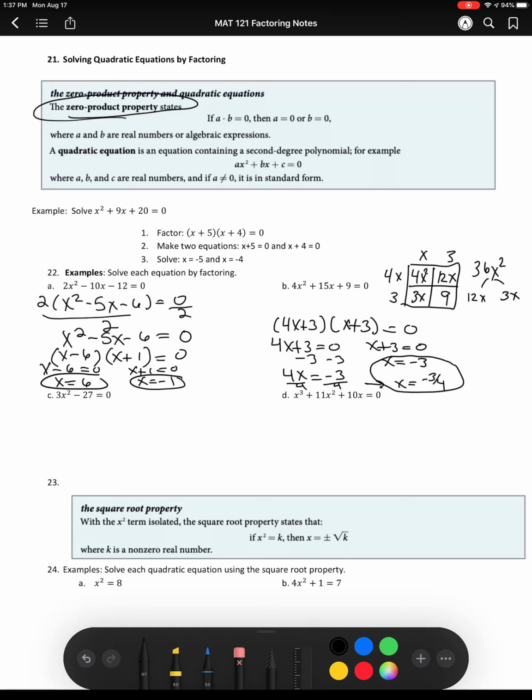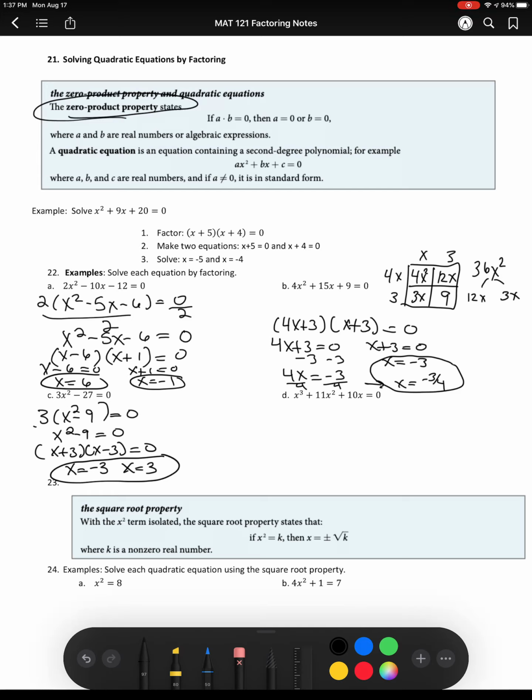With part C, if I take out a 3, I'm left with x squared minus 9. Now remember the 3 will get divided out, so I'm really just looking at x squared minus 9 equals 0. That's the difference of two squares, which is x plus 3 and x minus 3. And if you set each one of those equal to 0 and solve, you'll get x equals negative 3 and x equals 3.